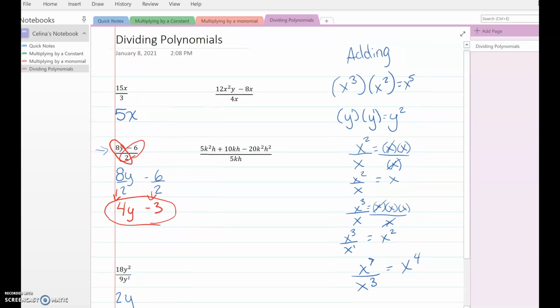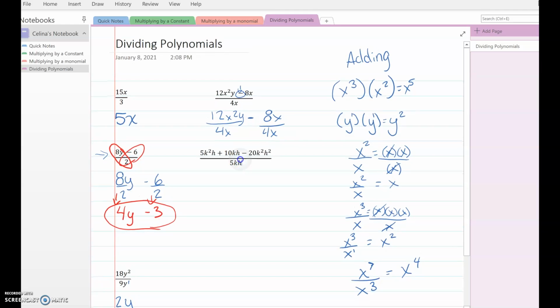All right, example number 4. We're going to do the terms 1 by 1. So if you want, you can rewrite them out with a space in between. So we have 12x squared y over 4x, subtract 8x over 4x. We're rewriting it out so that everybody has their own bottom. I'm just going to move this guy down.